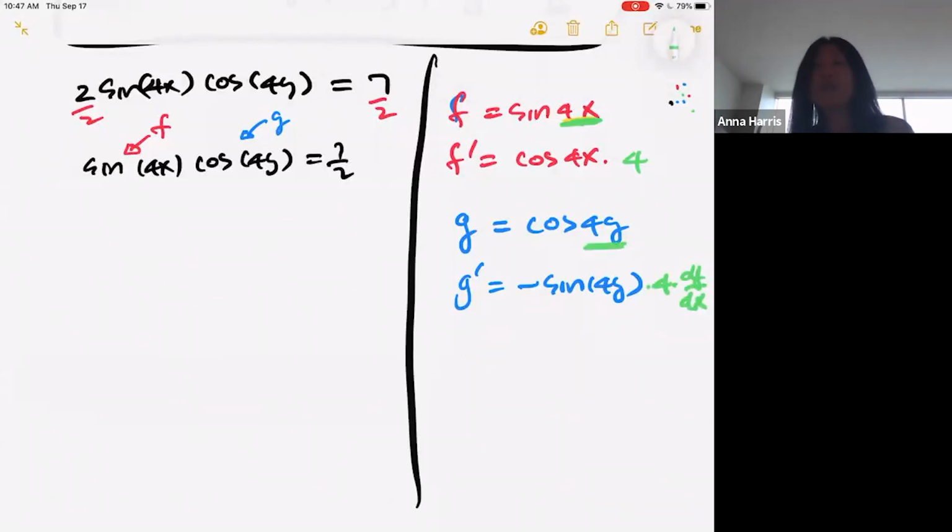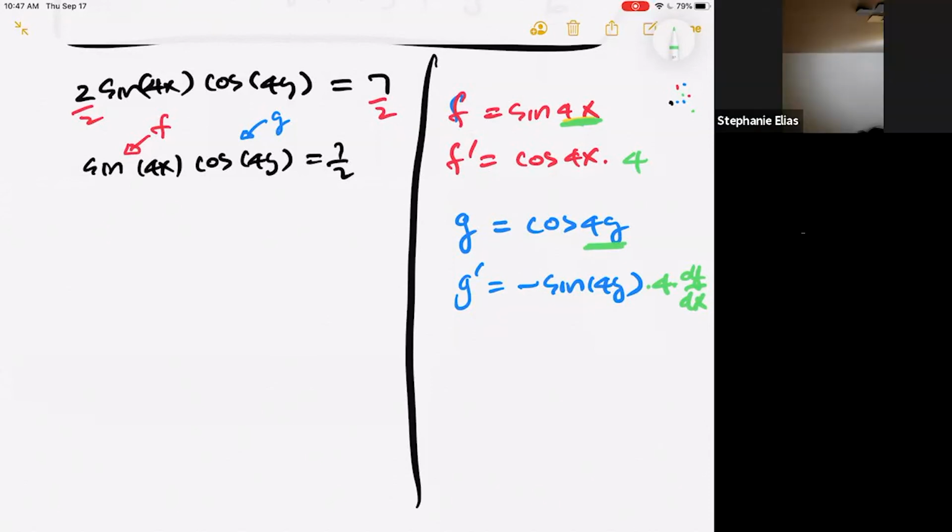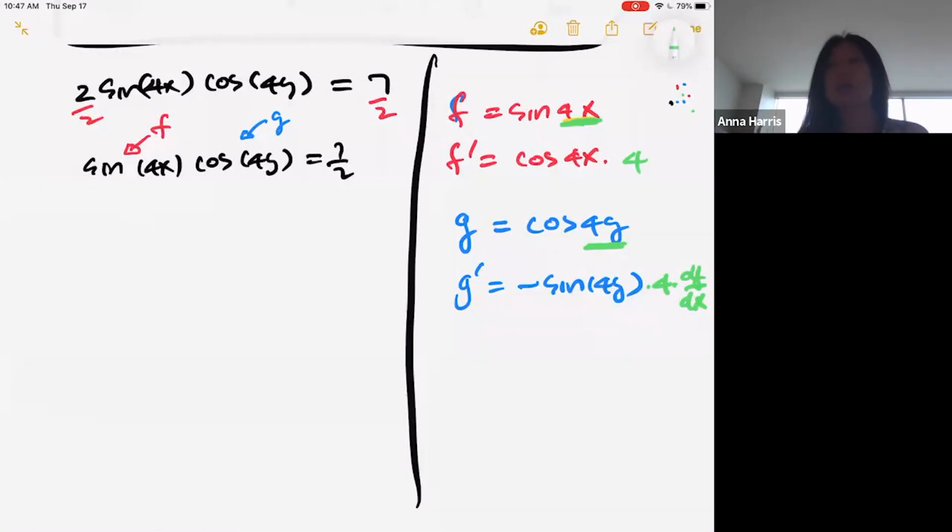Is everybody with me? Are you lost? Show me if you understand, say yes. Yes. Great, thank you, Stephanie, for giving me assurance. Everybody see that I'm not just using a product rule, but a product rule and also a chain rule because it's 4x. I have to take a derivative of 4x and of 4y. That's why I have these green writings over here. That's where the chain rule came from.